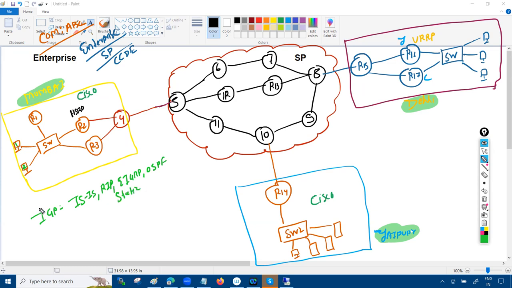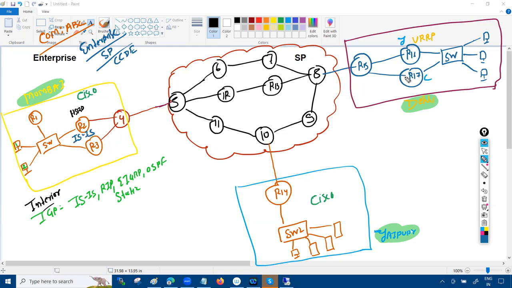So what does IGP mean? It's saying that it's interior. Interior means what? Within your own organization, right? Within your own location, I can run any of these protocols just to provide reachability between router 1, router 2, router 3, and router 4. So I'm assuming that I'm running the IS-IS protocol here. Let me use a different color here. So I'm running the IS-IS protocol there just to provide reachability between router 1, router 2, router 3, and router 4.